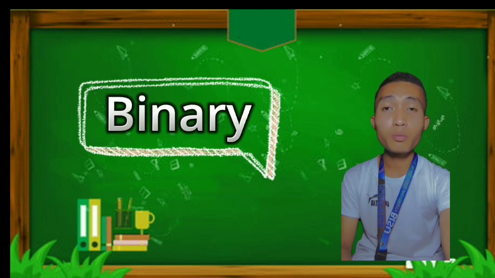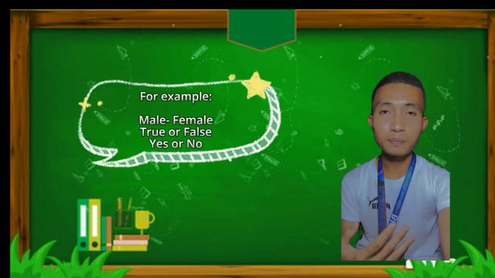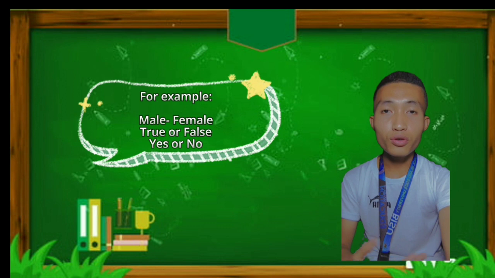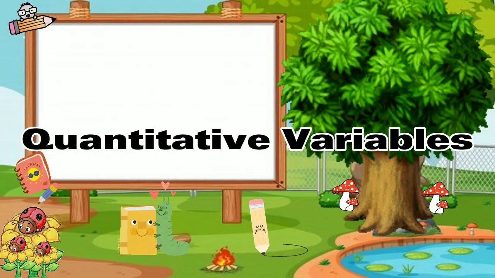The next one is the binary variables. So binary variables are variables which only take two values. For example, male, female, true or false, yes or no. While many variables and questions are naturally binary, it is often useful to construct binary variables for other types of data. For example, turning age into two groups.